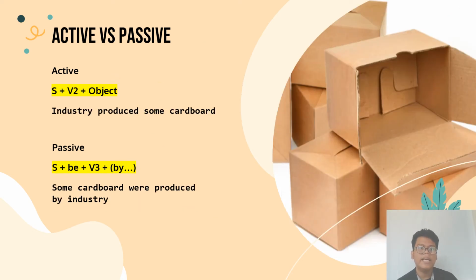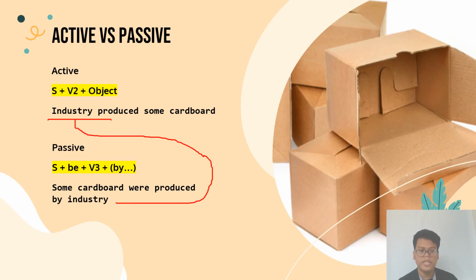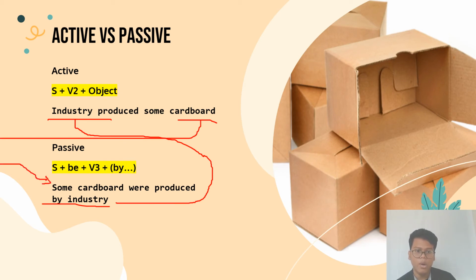The next: the industry produces some cardboard. Industry is the subject in the active sentence and becomes the object in passive voice, and cardboard is the object in active voice and becomes the subject in passive voice. Why do we use "were"? Because cardboard is more than one, it is plural. Okay, next.